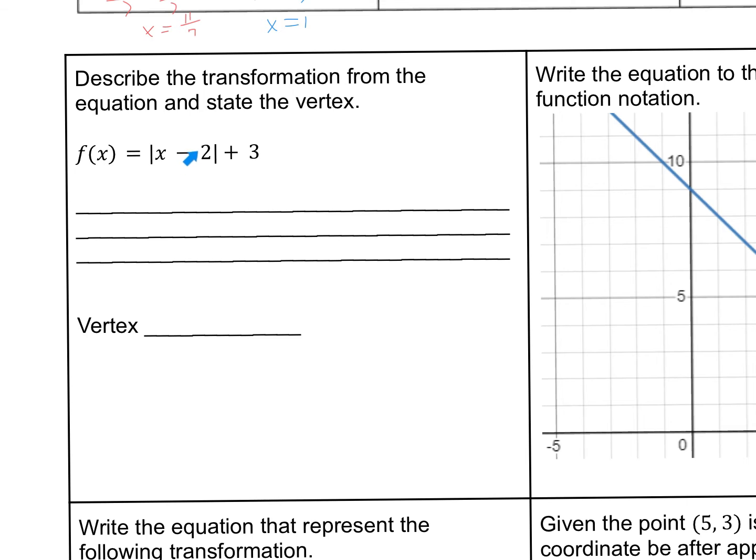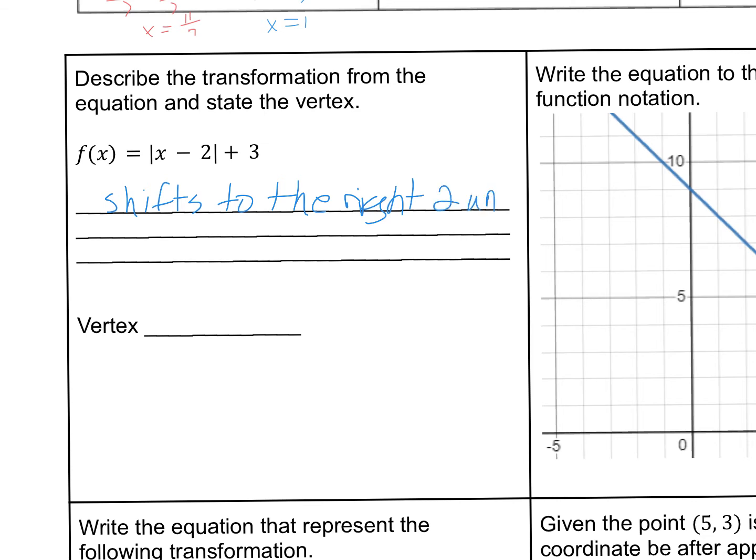A minus 2 would actually shift it to the right 2 units, because it's always the opposite of what's inside the parentheses or the absolute value. And the plus 3, the number on the outside, shifts it up or down, and it does exactly what you would think: positive shifts up, negatives would shift down. So to describe this transformation, we understand that x minus 2, the minus 2, actually shifts it horizontally, or we could say shifts to the right 2 units.